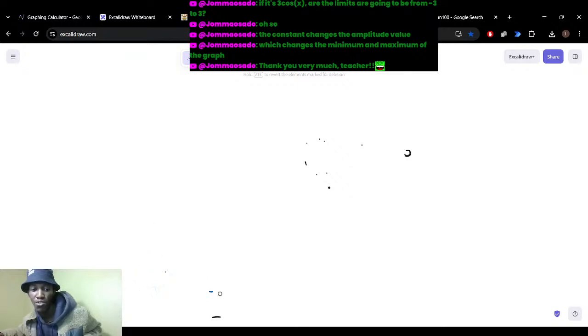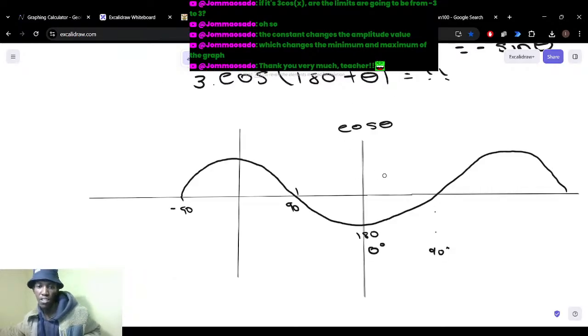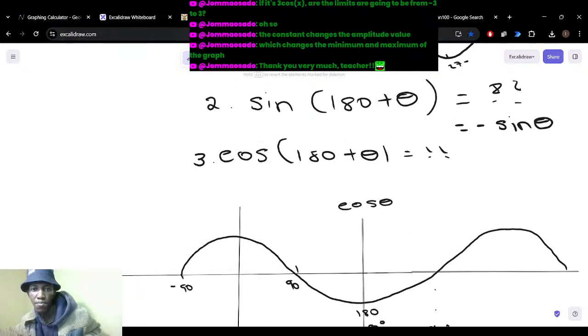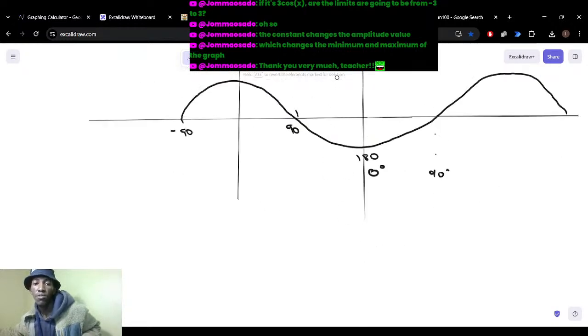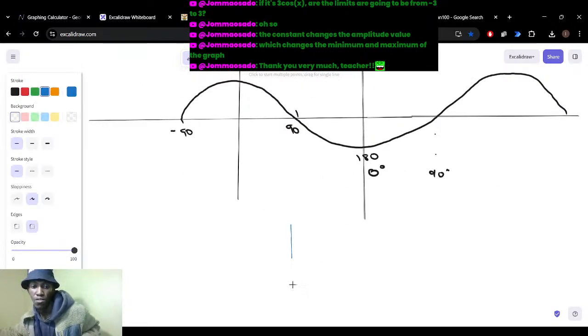It's amplitude, not limit. Use the right words. When you talk about limits, you are talking about a different concept of maths that is found in the calculus topic. Right. Okay. So now I've shifted my y-axis 180 degrees to the right. Now let's look at, okay, I was drawing the graph of cos.